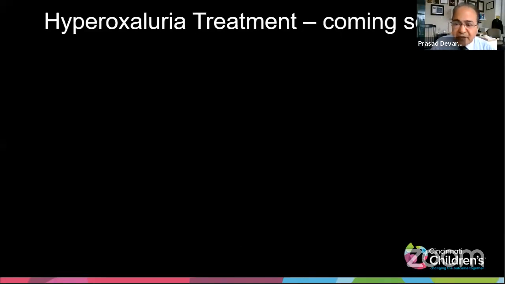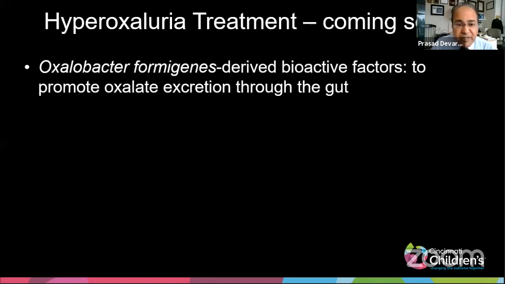Coming soon. Right now, this is a horrible disease. Most of these children and infants progress to systemic oxalosis. They progress to needing dialysis and transplantation. And even after that, they have a lot of problems because of systemic oxalosis. But this is all changing. There are 3 new treatments that are coming.